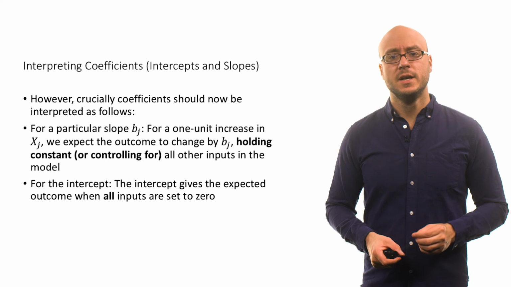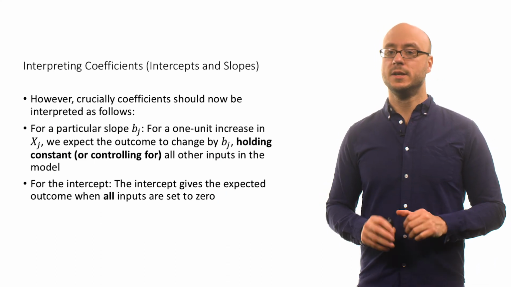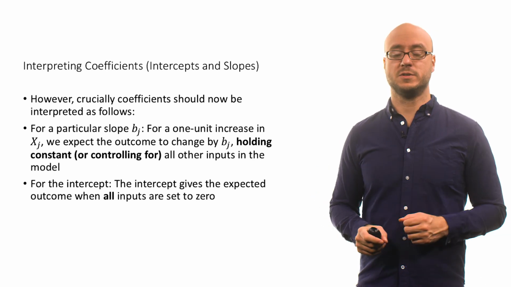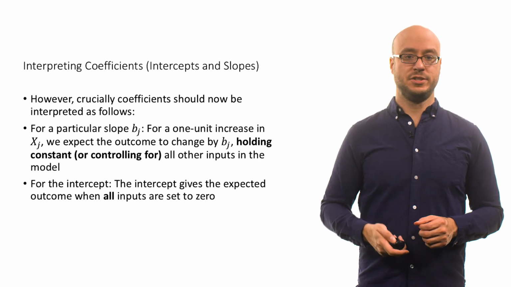The intercept gives the expected outcome when all the inputs are set to 0. That's similar to before, but you just have to keep in mind that if you have multiple inputs, two x variables for example, the intercept is when x1 is 0 and x2 equals 0. So we'll explore a few instances and cases in terms of trying to substantively understand what is going on with multiple linear regression in just a moment.